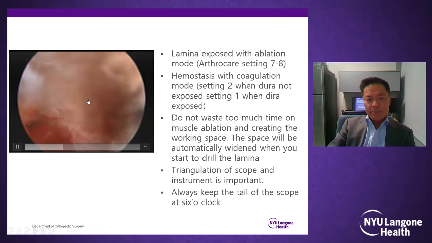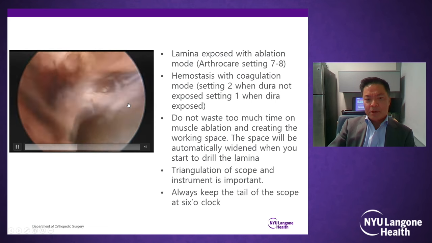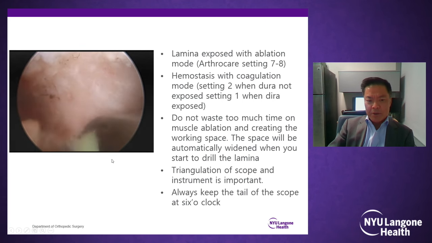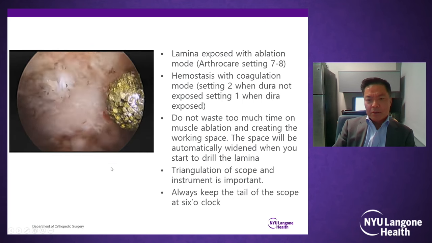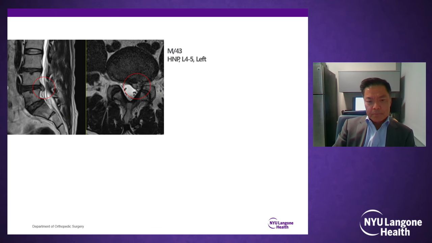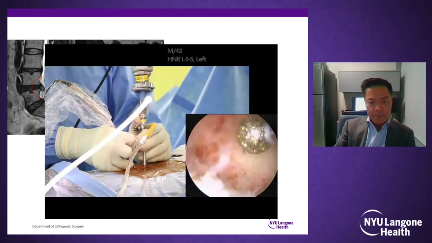So this is a little video of what you see when you initially insert the scope. You see the lamina, we put the 90 degree RF1 and start debriding the tissue. You'll see better pictures on the subsequent slides. So I'm going to show a couple of case examples. This is a 43-year-old male with left side L4-5 disc herniation.